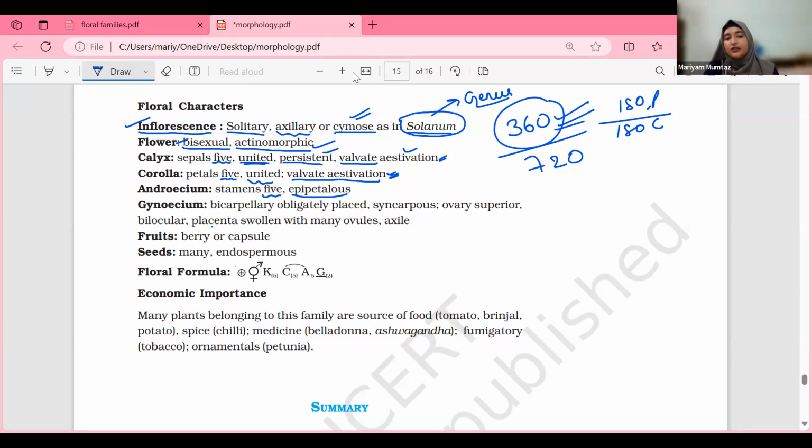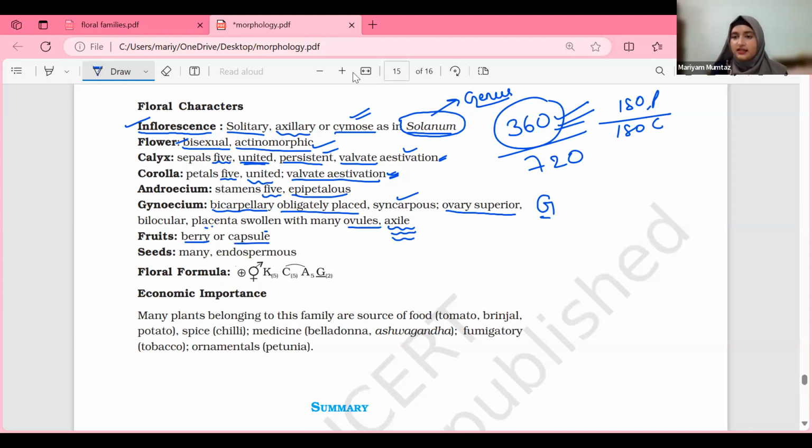Now, see, the gynoecium, they are bicarpellary and they are obliquely placed, meaning they are sideways in their placement. They are syncarpous, meaning the pistils or the carpels are fused. The ovary is superior. And what is the symbol for superior ovary? Yeah, like that. And the placenta is swollen with many ovules. Many ovules are there and the placentation is axile. Okay. The fruits are berry or capsule.